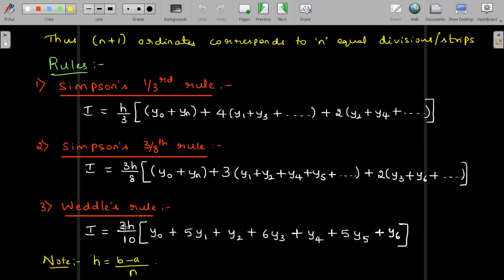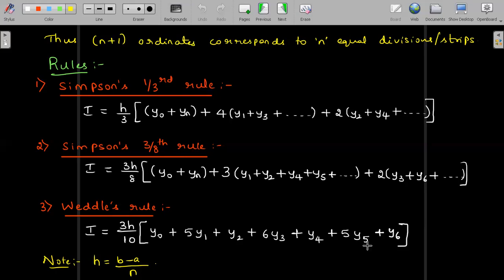Then finally, Weddle's rule. Weddle's rule is given by I is equal to 3h divided by 10 into y0 plus 5y1 plus y2 plus 6y3 plus y4 plus 5y5 plus y6. The formula can be continued as well. Usually for n equal to 6, we apply Weddle's rule, or when n is a multiple of 6. So suppose n equal to 12 is given, the formula can be continued in the same manner. So the coefficients are 1, 5, 1, 6, 1, 5, 1. Easily memorizable.